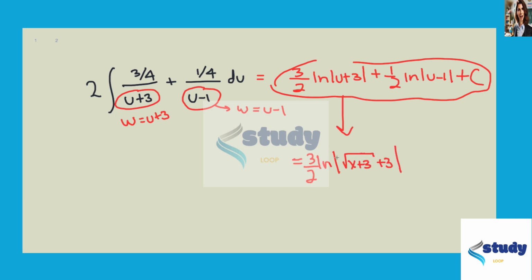It's not necessary to use absolute value here because a radical is bigger than or equal to 0. There's a 3, so this thing is always positive. So you could lose the absolute value if you want. Then we have 1/2 natural log, absolute value, radical x plus 3 minus 1. Plus our constant c, and that's our answer.